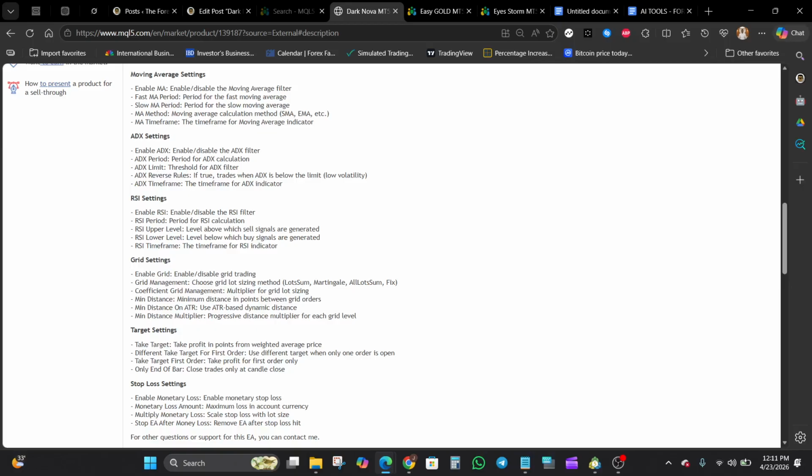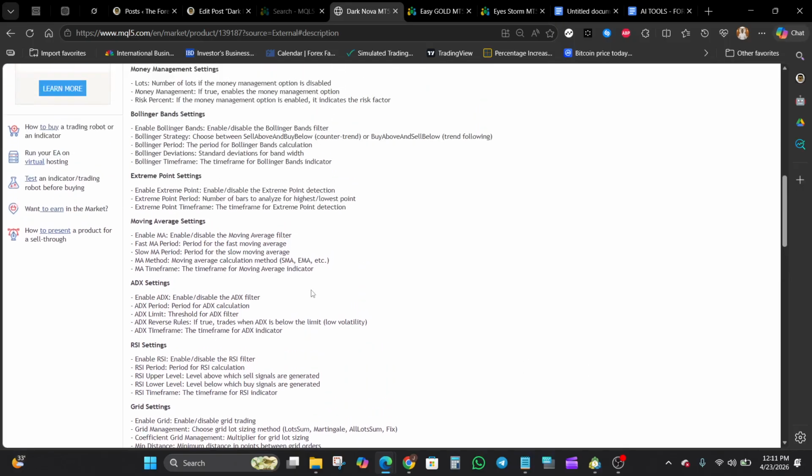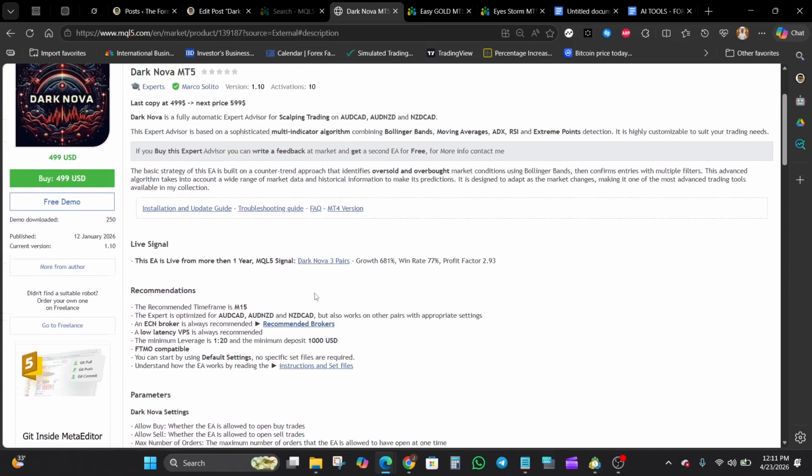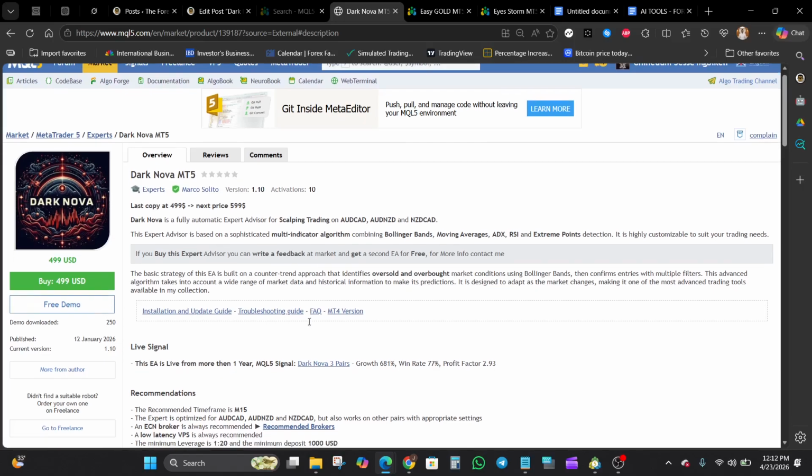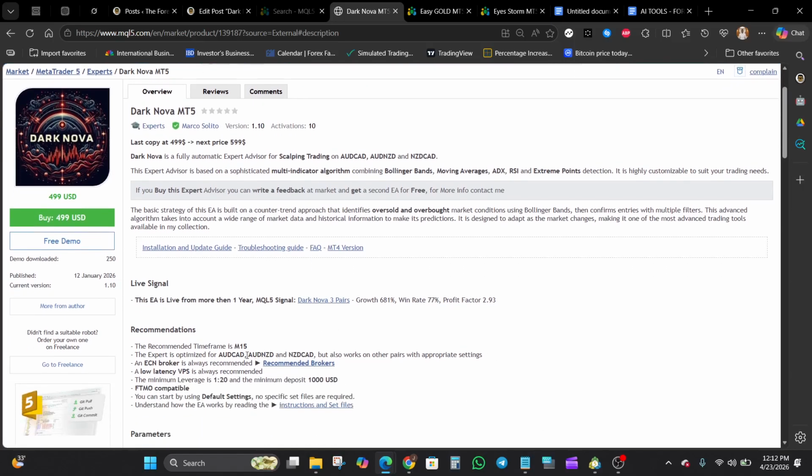Okay, so what I'm going to do now is to jump into the strategy tester so we can see how this EA behaves in real market conditions. I have already downloaded the free demo ready to be tested. So we are just going to proceed to my MT5 right now. We're going to be testing the AUD CAD, the recommended pair, AUD CAD on M15 time frame.